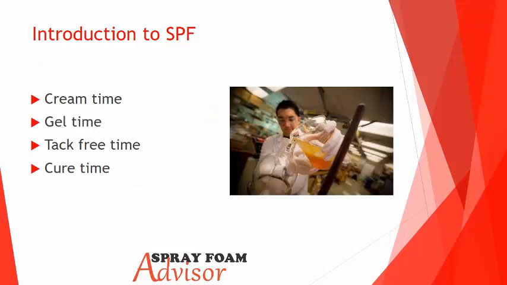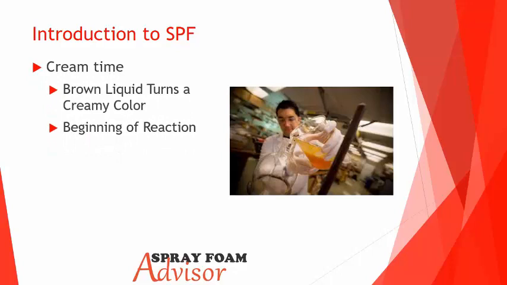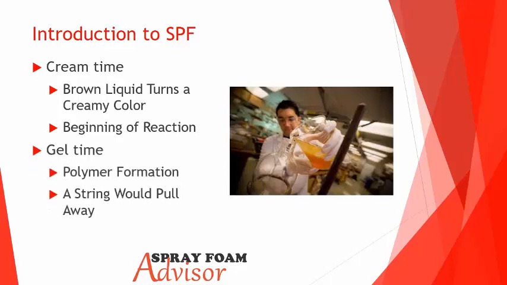When polyurethane materials mix, there are several stages of the reaction that are significant: cream time, gel time, tack-free time, and cure time. Cream time, described for when the brown liquid turns a creamy color, identifies when the reaction begins and is used to determine the speed of the reaction at various ambient temperatures and to help ensure the applicator does not spray unreacted chemicals on top of the reacting chemicals. Gel time is the point when the polymer formation begins, and if sampled at this time, a string of material would pull away from the foam.